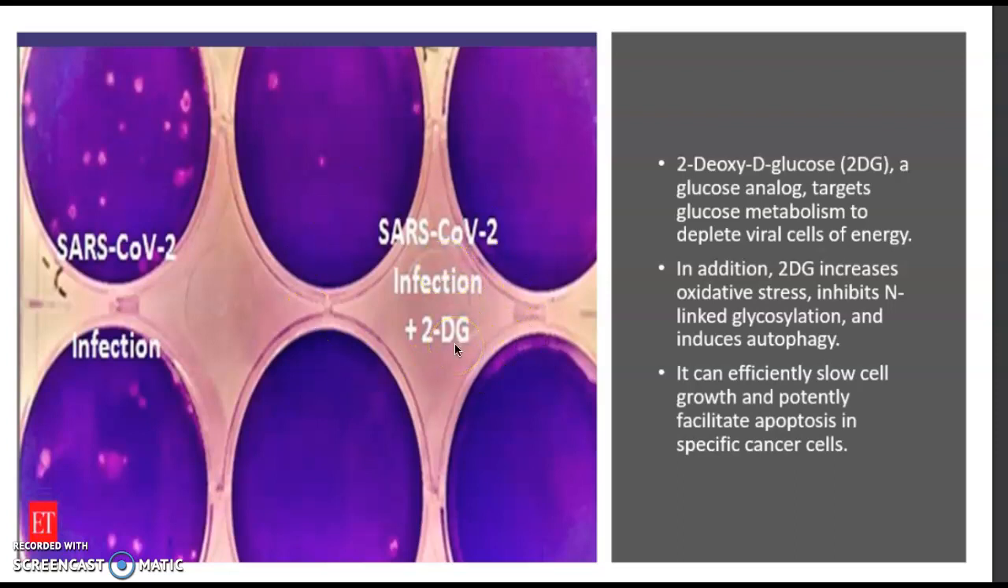2DG was previously used for the treatment of various cancers or tumors, along with other drugs like chemotherapy and radiotherapy, and there it can efficiently slow cell growth and potently facilitate apoptosis in specific cancer cells. Apoptosis means programmed cell death. So, with the same formula, scientists found that when they use 2DG as a drug, it lessens the requirement of oxygen. Not only that, it can also reduce the multiplication or growth of COVID-19 viral particles.